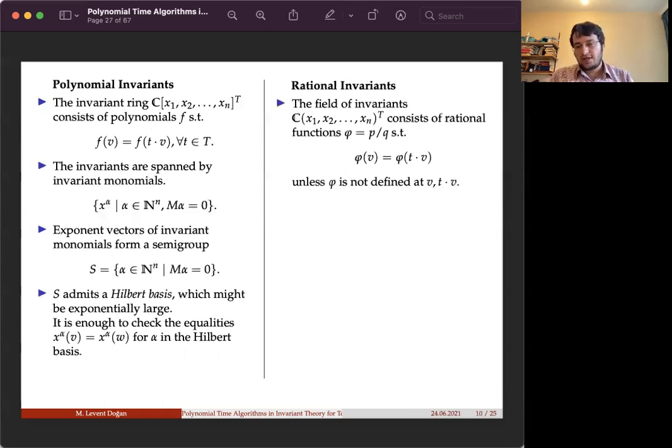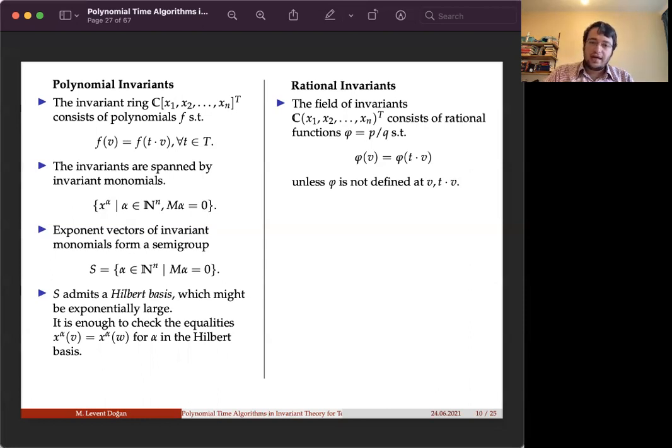So now let's compare all this with rational invariants. Instead of polynomials, now let's consider rational functions. Reminder, a rational function is the ratio of two polynomials. And we define an invariant rational function the same way. Phi is an invariant if phi of v equals phi of t times v, unless phi is not defined at v or t times v. I will talk about this later, but rational functions are not defined on the whole space. More explicitly, they are not defined at the zero loci of the denominators.